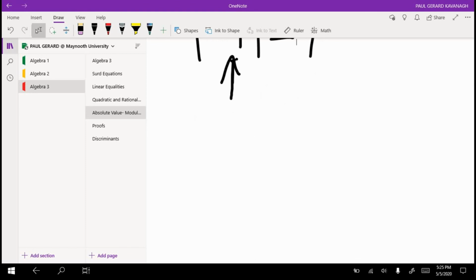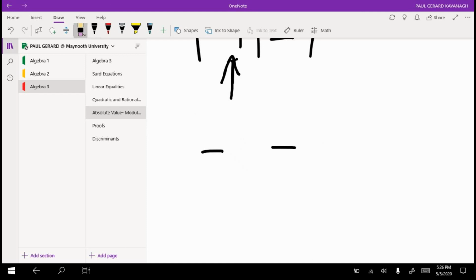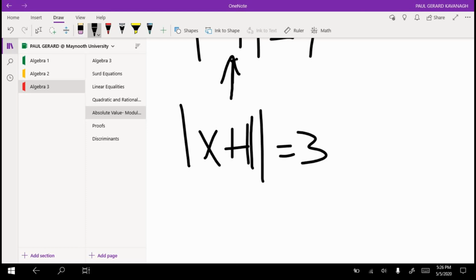So when you're using it with the x value, it would basically be the same. So you have minus x, and that's going to be x units away. Okay, so we're going to do an example. Find the two values of x if the modulus of x plus 1 is equal to 3.